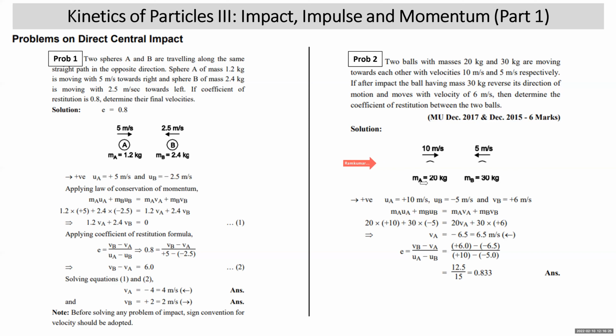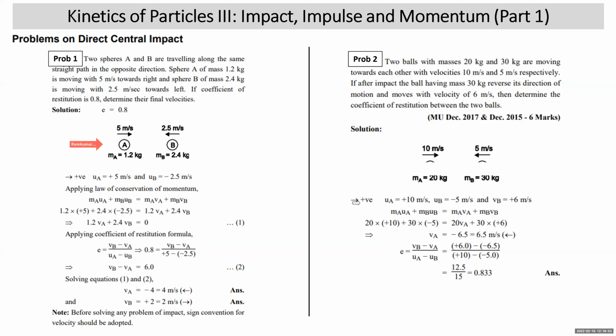Mass of ball A is 20 kg. Mass of ball B is 30 kg. This circle has been misprinted while making the PPT. All right, I hope you understand. So ball A is moving to the right with 10 meter per second. Ball B is moving to the left with 5 meter per second. Mass of ball A is 20 kg. Mass of ball B is 30 kg, as in the previous diagram. Just circles are missing in that. This circle is A. This circle is B. All right.